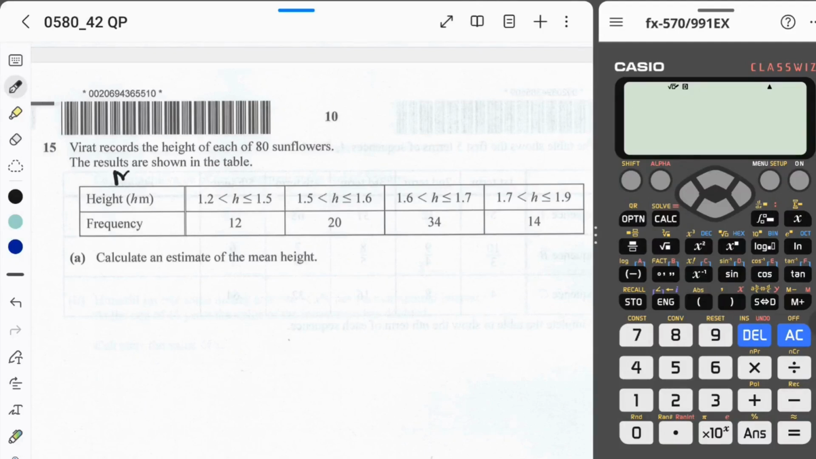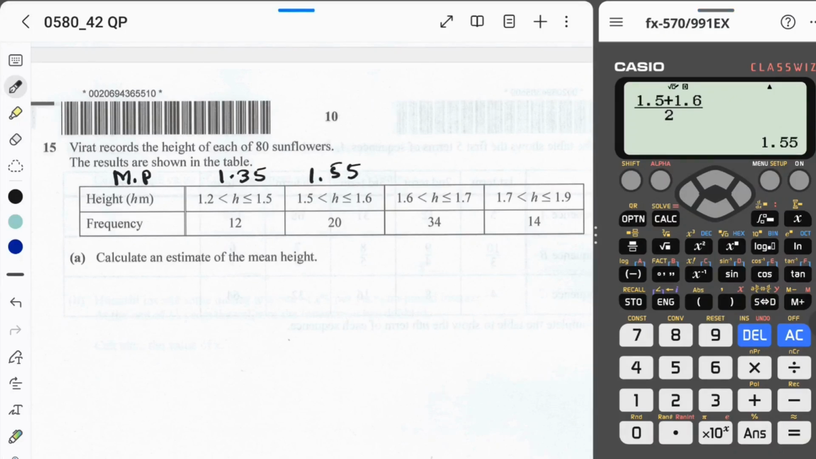So for the class 1.2 and 1.5, to find the midpoint, add both the numbers and divide by 2. 1.2 plus 1.5 and then divided by 2 equals 1.35. Alright. The same way you do for all the classes. For 1.5 and 1.6, that is 1.5 plus 1.6 and then divide by 2. Then you get 1.55.